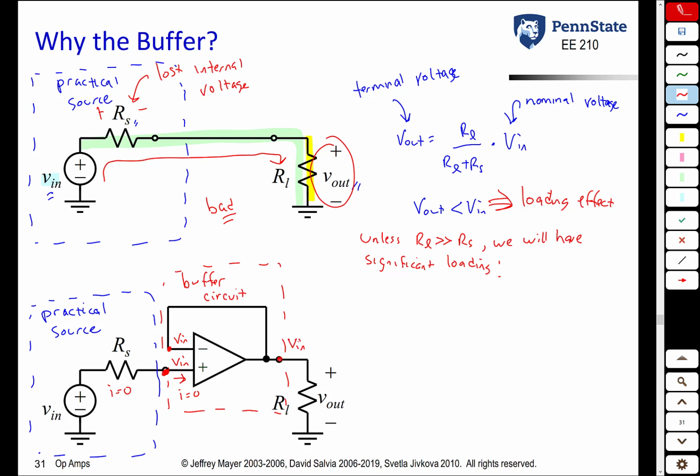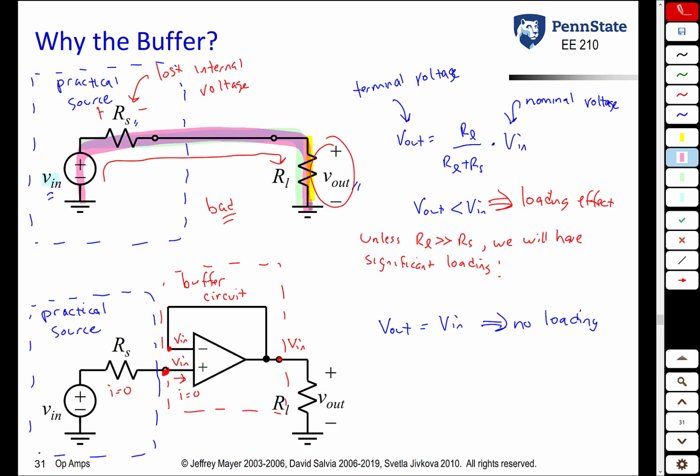So what we see, if you use the buffer circuit, is that V out equals V in. We have no loading. You may ask, well, what's happening here? Well, let's think about where the current is coming from in the two cases. In the first circuit, the current is coming from the source itself through the internal resistance to drive the load.